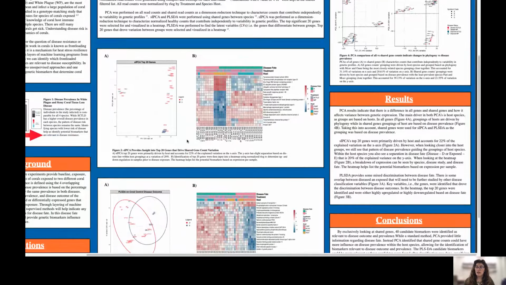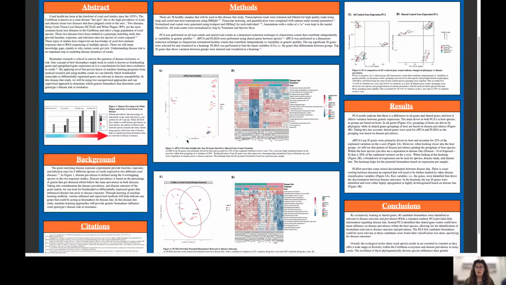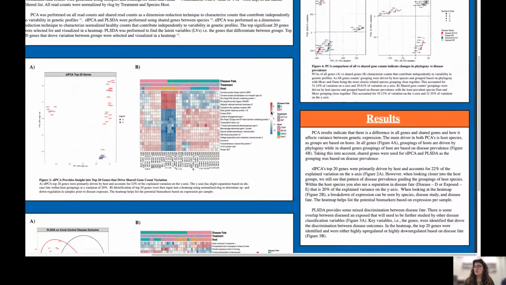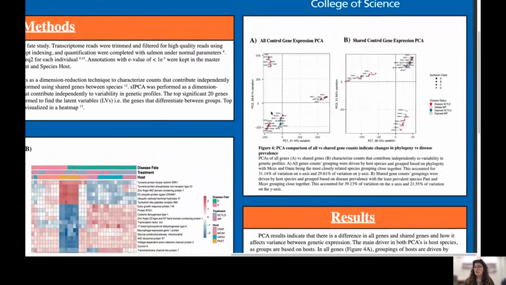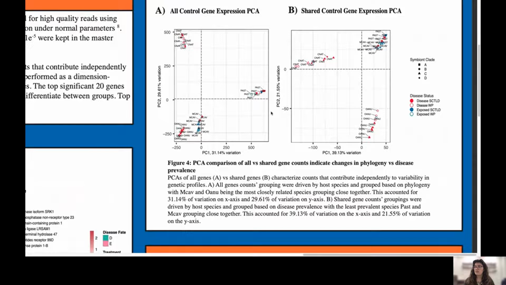We use three different types of machine learning for this study: principal component analysis, independent principal component analysis, and partial least squares discriminant analysis. For the PCA analysis that we provided here, we did two different versions. We had all the transcripts that were available, so the genes that were expressed within all the species, and we also had the shared genes within the four shared species.